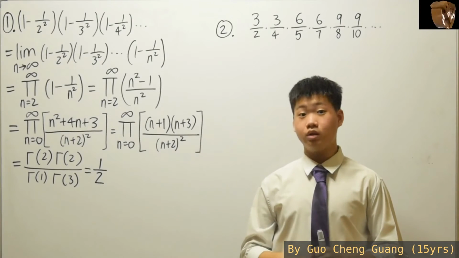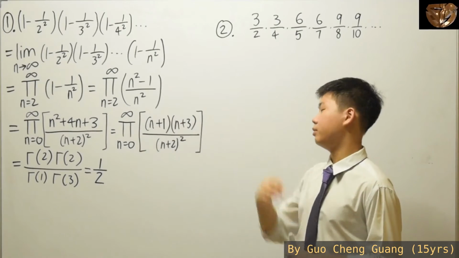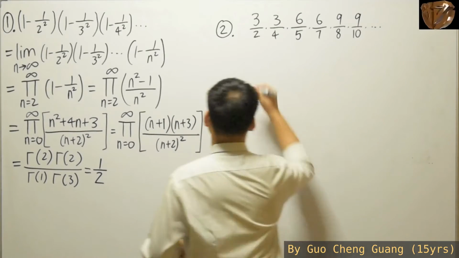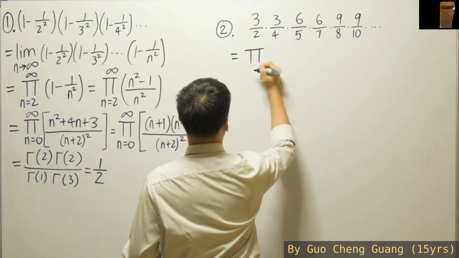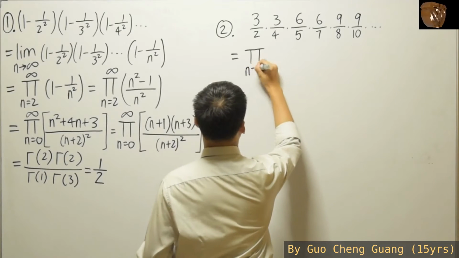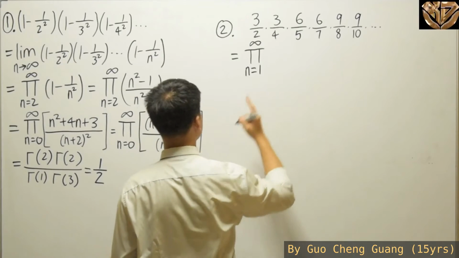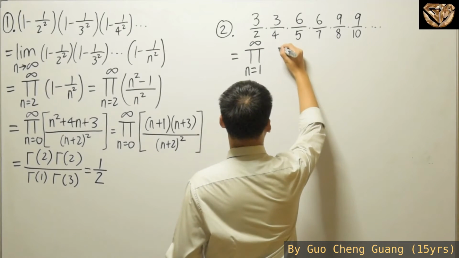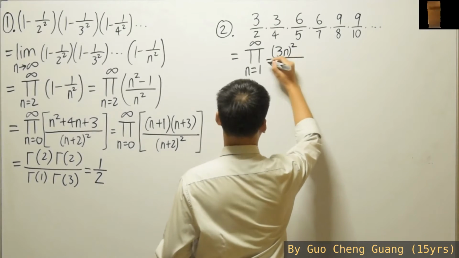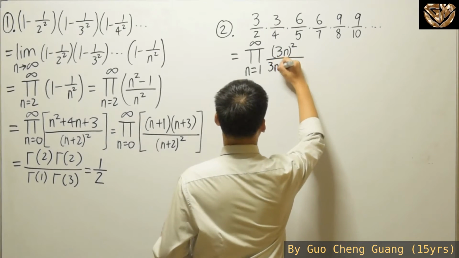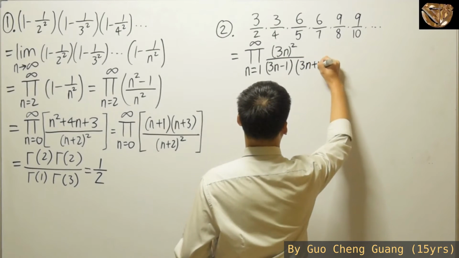Now when you know this pattern, you can express it in pi notation. Of course, you can also change it into a limit notation, but it's really up to you. So in pi notation, let's say our n starts from 1 and ends at infinity. If n starts from 1, in your numerator you're going to have 3n squared, and in the denominator you have 3n minus 1 multiplied by 3n plus 1.